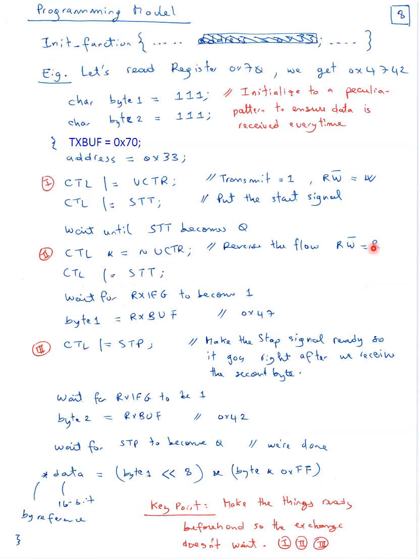Same here. Now we change the bit to R, and only then we fire the start signal again. And you can see it here that you make the stop bit ready before you receive the last byte. So as soon as the last byte is received, the stop will go through. So that's the key point when it comes to programming these things.